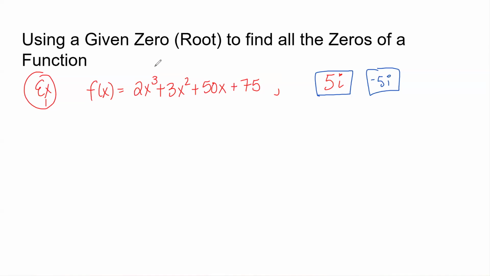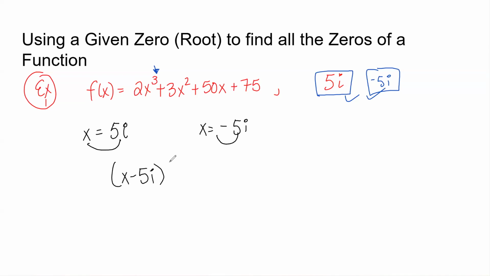Then if you look at the original function, we have a cubic. That means we're looking for 3 roots, 3 zeros, 3 solutions. We have 2, so we're just missing that third one. The 2 answers we have, if you set them equal to x, are x equals 5i and x equals negative 5i. Go ahead and reverse it to make it look like a factor. That would be x minus 5i and x plus 5i. So those are 2 factors of this third degree, or cubic, polynomial.